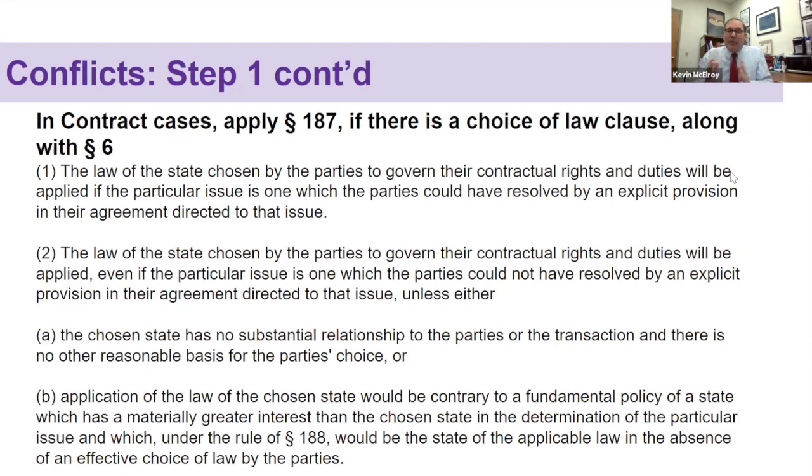Now, we go to two. What if there's something they can't contract around? All right? Mandatory rules, which even if you were writing a contract and you said, both parties agree we don't like the mandatory rule, the state would say, too bad. That's the law. All right? So just drafting around it wouldn't allow you to get around it. All right?